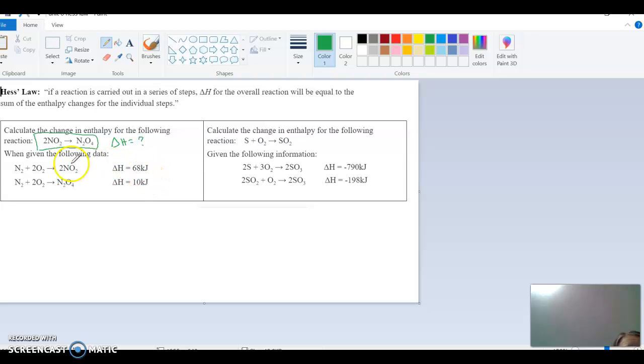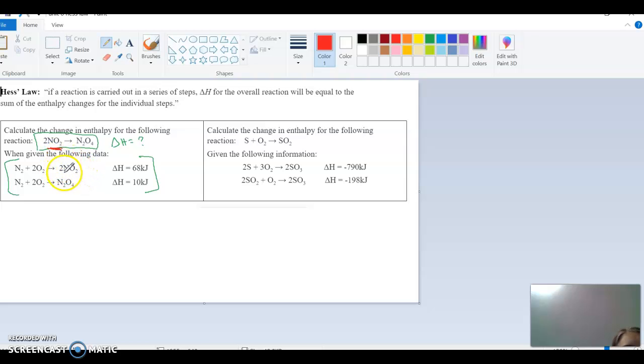Hess's law says I can look up a bunch of equations. They've got books of these everywhere. I'm picking these two because they're the most useful, and I can add them up in such a way to get the equation that I want. So here's the way I look at it. I need to have NO2 on the left. So I need an equation with NO2 on the left.